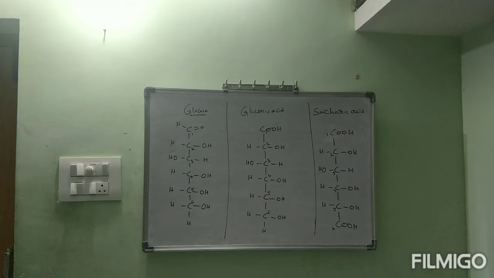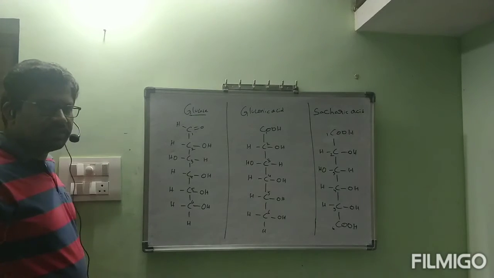So if you come to know the glucose structure, we will come to know gluconic acid and saccharic acid also. These are the structures of glucose, gluconic acid and saccharic acid. I hope you are very clear about these structures. Now, these are all called Fischer projections.